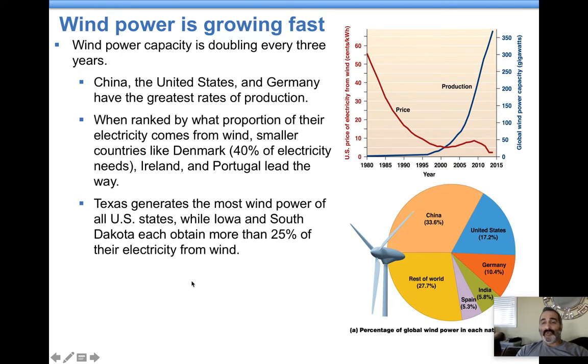In the US, most of our wind energy is generated in Texas. Most people think of Texas as the oil state. Well, those people, they're all about money and energy. And if you can generate energy using wind, why not do it? If the costs are effective, they will do it. Iowa and South Dakota are the number two and number three states that are producing it. They're producing more than 25% of their electricity needs from it.